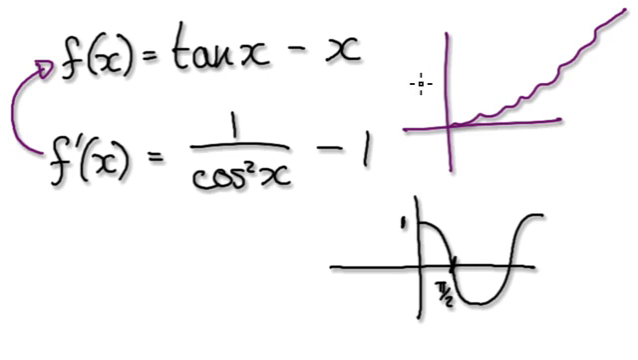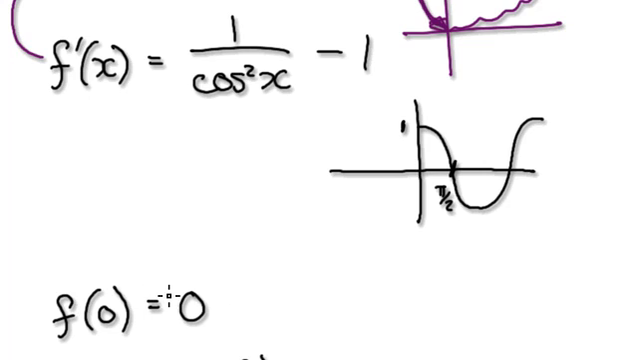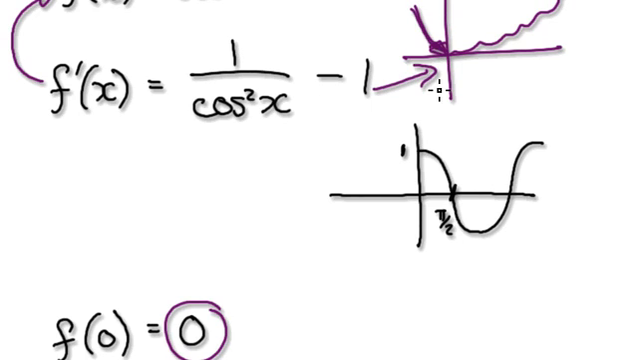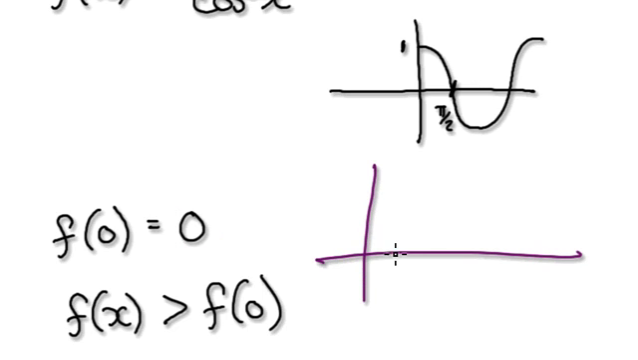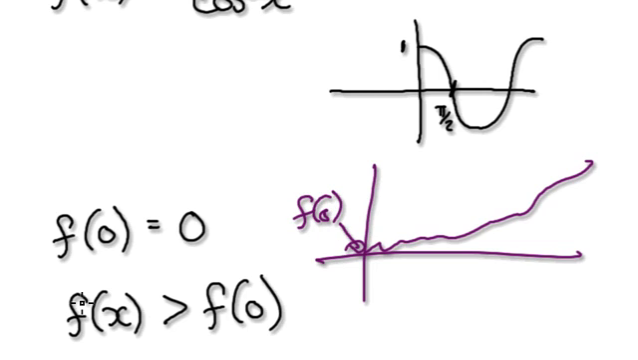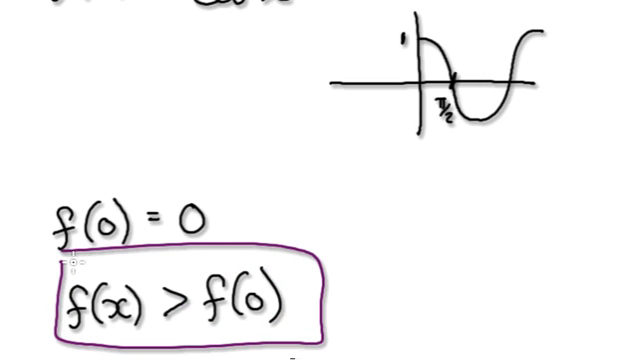Now, if the function is always climbing, then select a point that's really low down here. So that would be f of 0 equals 0. Because we know that the original function is always climbing, and this f of 0 is down here somewhere, we can make this statement: any point along here will be bigger than this point here.